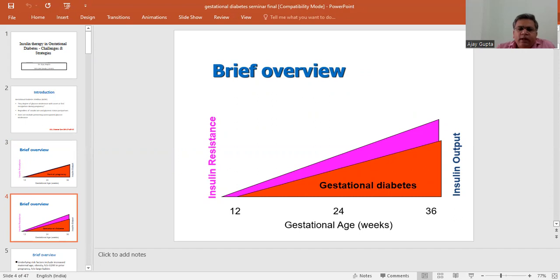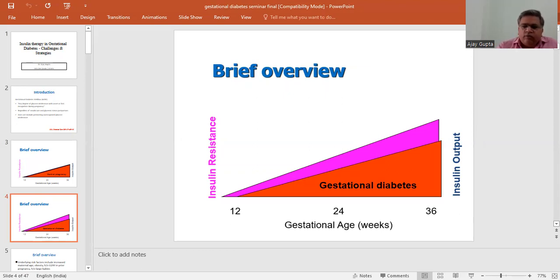But what happens in gestational diabetes mellitus? As the pregnancy progresses, the insulin output is not increased in the same manner as the insulin resistance is increased. So these patients, because of the insulin deficiency, develop gestational diabetes mellitus. That is the elevation of the blood glucose level above the normal range. And it has to be noted that during pregnancy, the glucose ranges are totally different from the normal population.